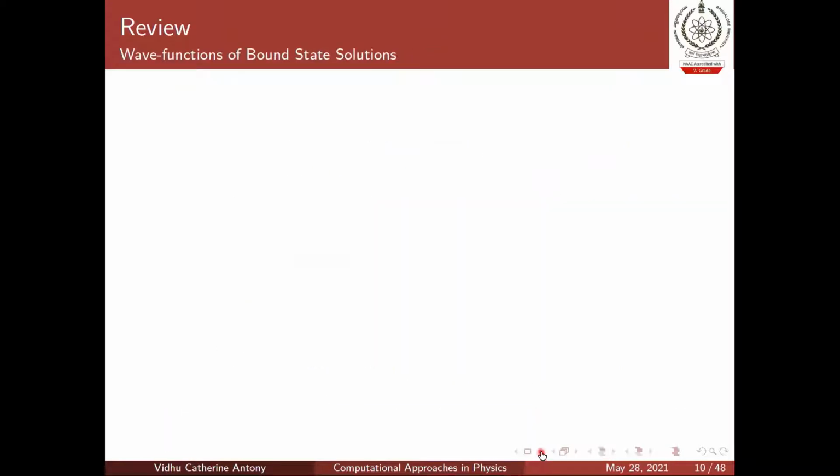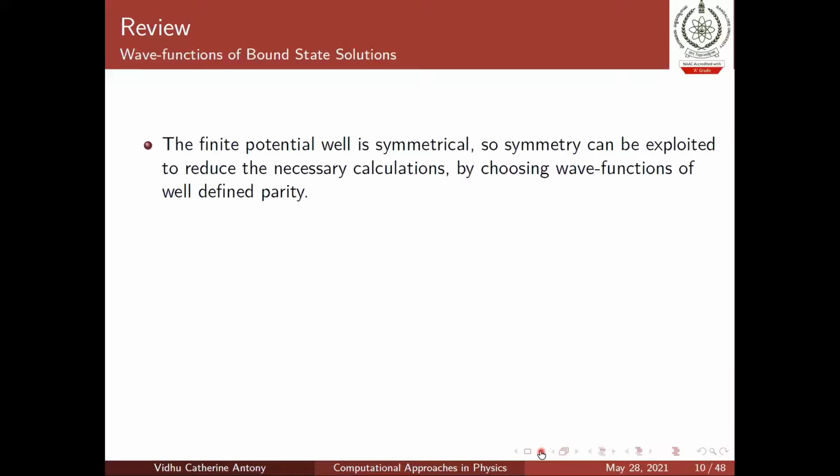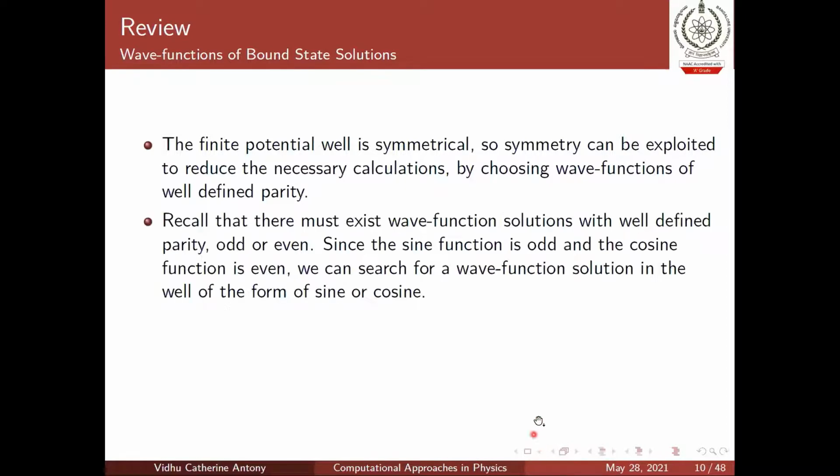Now let's look at the wave functions of the bound state solutions. The finite potential well that we looked at here is symmetric. Symmetry here can be exploited to reduce the calculations. So you would have two different classes of wave functions, one even and one odd, and you only have to choose a particular category to calculate your eigenvalues. In the question, they would mention calculate it for an even wave function or for an odd wave function, so you don't have to do all the calculations.